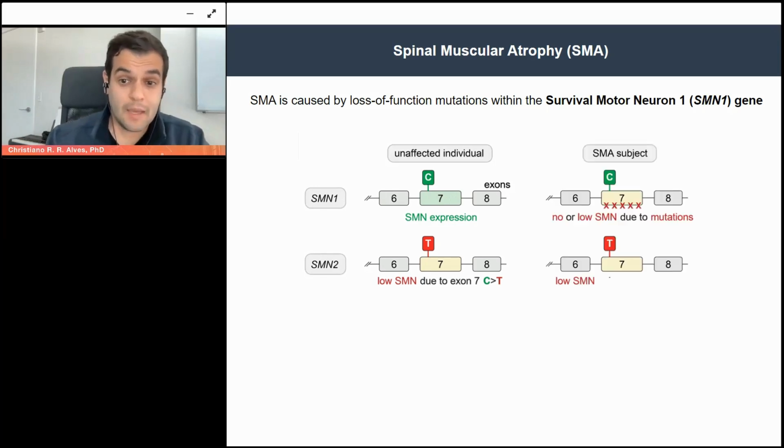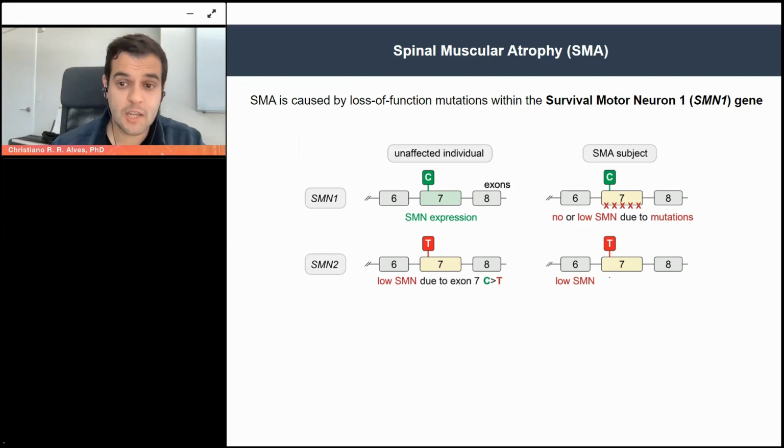When you think about an SMA subject, we don't have the SMN1 gene producing protein because of mutations. The most common ones are in exon 7, but there could be mutations in other locations too. But the bottom line is that we don't have functional SMN protein coming from SMN1. So patients, even though it will be little, can survive because they have the SMN2 gene producing some protein. As I said, really low functional protein levels coming from the SMN2 gene because of that C to T mutation.